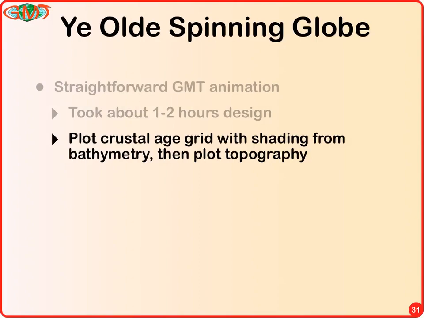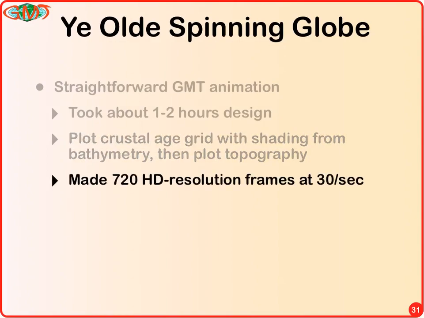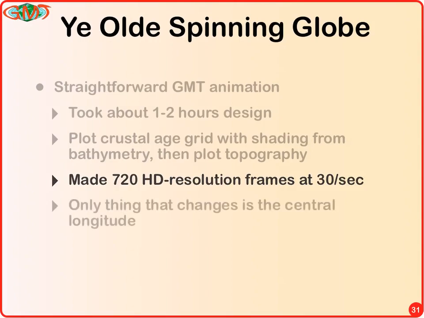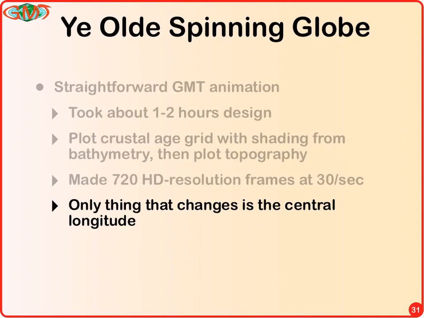I'm plotting Dietmar Müller's age grid on the surface of the Earth, but I'm using the shading from the underlying bathymetry, and then I plot topography over land. So it shows several data sets at the same time. And that's it. I didn't plot seismicity. I didn't plot plate boundaries, but you could have overlaid all those things and other data on top, or legends and whatnot. But this was just a quick and dirty job to show how it is. And then I made 720 high-def frames that I rendered at 30 frames per second. So that's every half degree of longitude changing the viewpoint going around. So that's the only thing that changes, the central longitude of the plot.